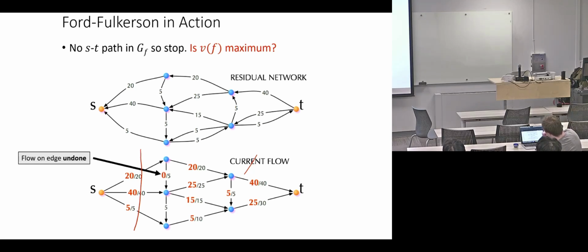For this example, just look at this cut. There's no way to send more flow out of S. All of these edges here are saturated. But it's going to be true in general that once there is no path from S to T in the residual graph, the value of the flow is maximum. It's not clear why. We're going to prove it.